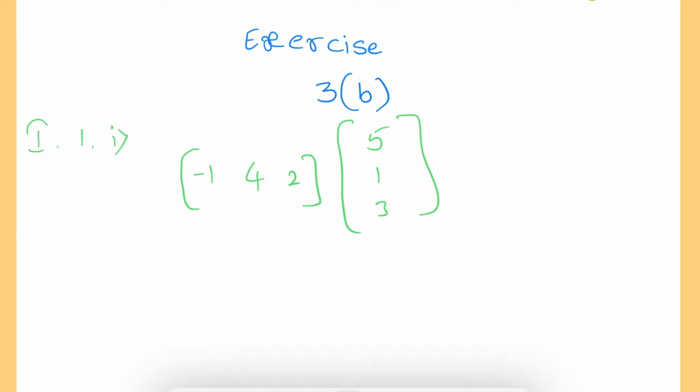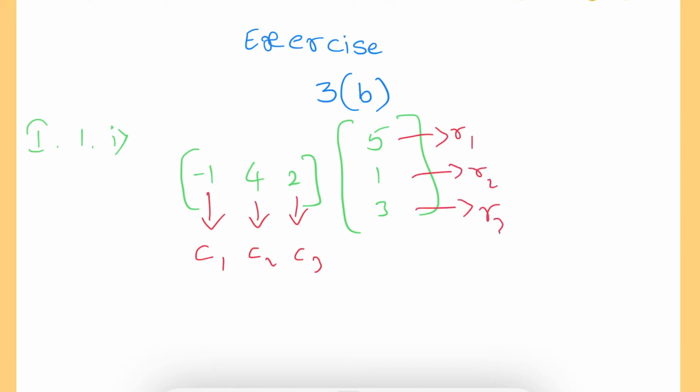So the first and foremost thing we need to check is the number of columns in the first matrix, column 1, column 2, column 3, should be exactly equal to the number of rows in the matrix 2, row 1, row 2, row 3. So 3 columns, 3 rows. So then only we can do multiplication. Otherwise multiplication is not possible. Okay, now let's move to our steps.